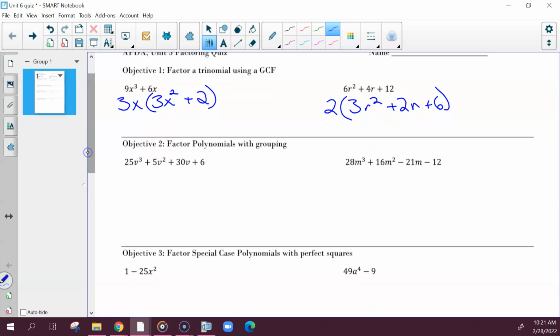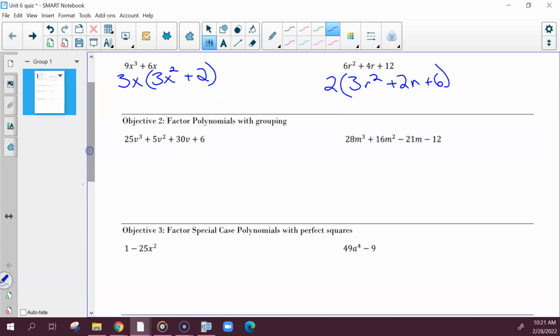Make sure you're paying attention to what the directions say. If it just says factor out a GCF, that's all you're doing, nothing more. I will say with your GCFs, if it has a negative, make sure you factor out a negative and then be careful with your signs. If it has a negative with the first term, I should say.